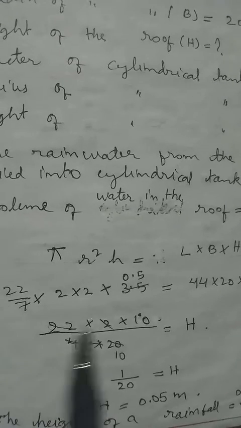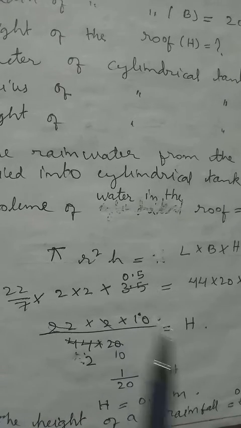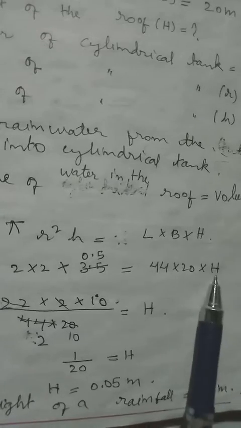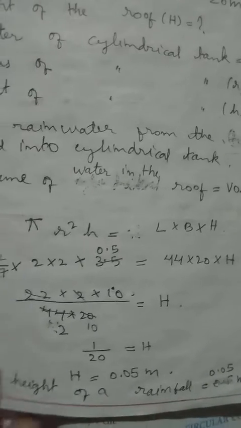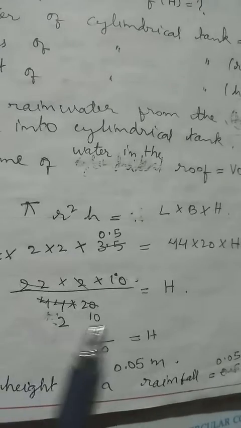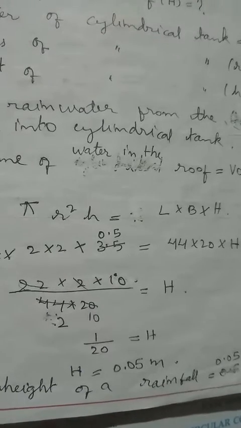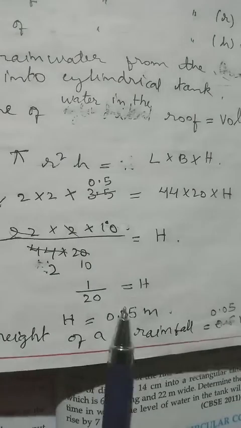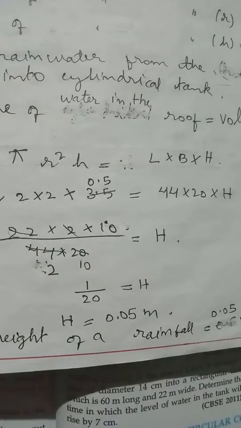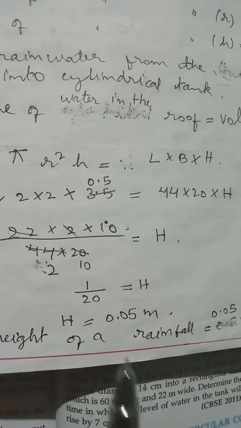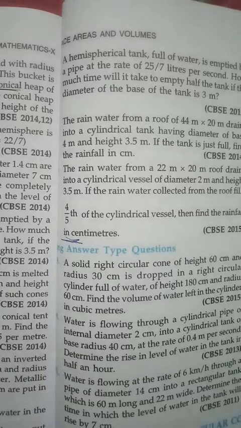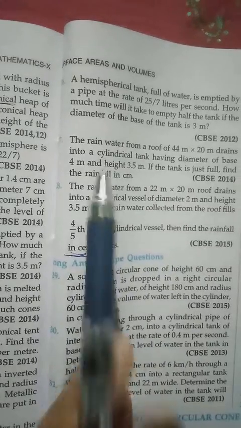So here 7 we can divide 35, 0.5. So if we multiply all this, then here we have to find H. This 2 we divide down. So if we can cancel 2 into 10, then 10 there. Finally we are left with 1 by 20, which is equal to 0.05 meter. So the height of the rainfall on the roof is equal to 0.05 meter.